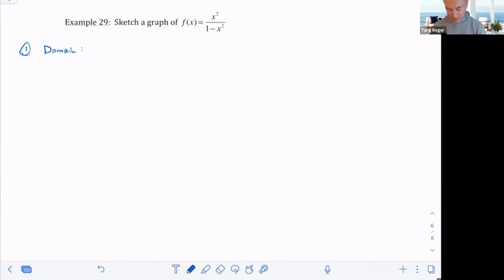In this case, we can set the denominator equal to 0. So 1 minus x squared is not allowed to be 0. So this means that 1 minus x, 1 plus x is not allowed to be 0. This means that x cannot be 1 or negative 1. Right?